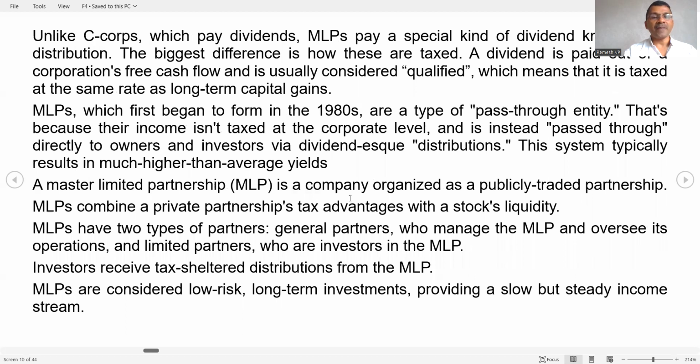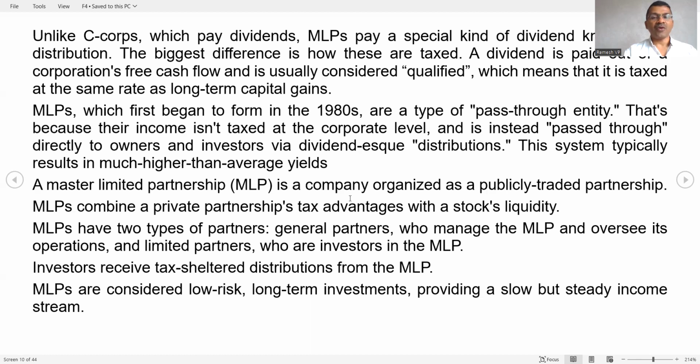And another aspect is a master limited partnership, which is a company organized as a publicly traded partnership. It combines the private partnership's tax advantages with a stock's liquidity. It has two types of partners called general partners, who manage the day-to-day activities of operations, and limited partners, who are only investors. And in master limited partnership, there are no so-called workers.